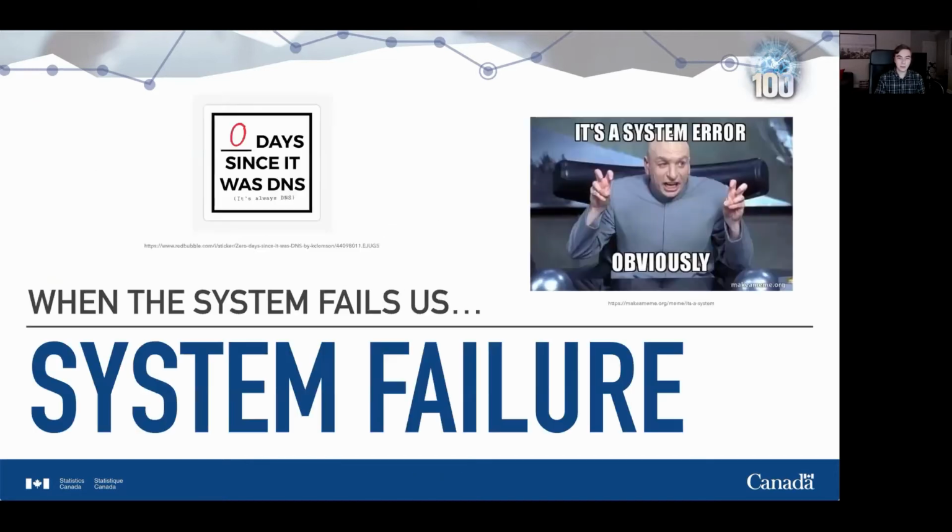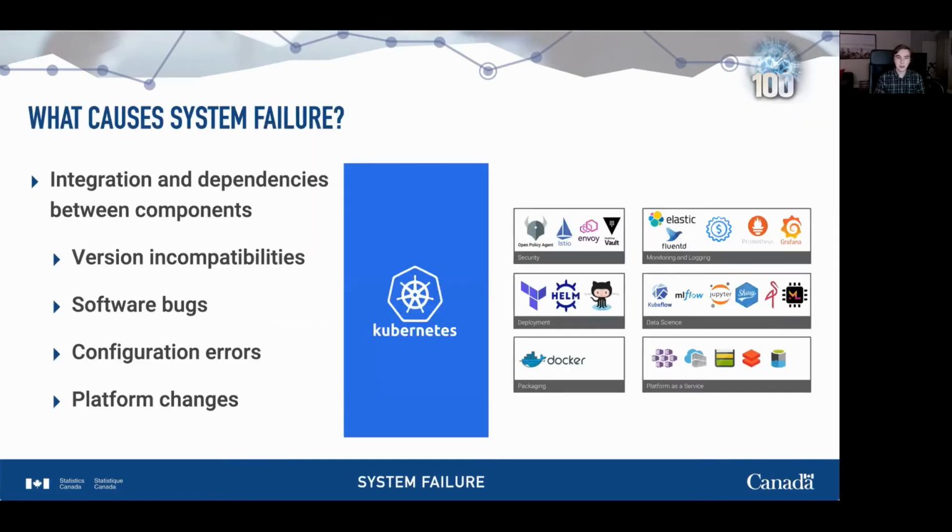The first type of failure that we're going to talk about today is system failure. So when the system fails us. Generally, system failure is usually caused by the integration and dependencies between components. Sometimes we have version incompatibilities, software bugs, configuration errors, and changes in your platform that happen under the hood, especially running in the cloud where we're relying on Microsoft or Amazon or Google or all the other cloud providers. On the right on this slide, there's a whole series of tools that we have in our environment.